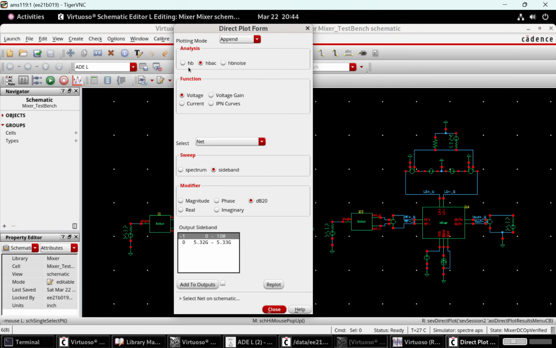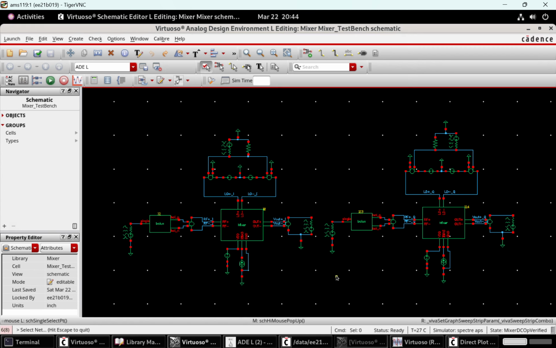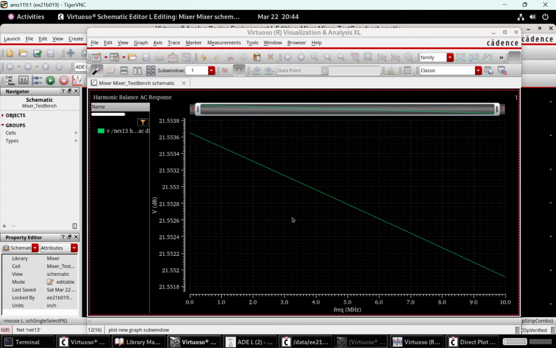And to plot the output, go to HBAC, select voltage, sideband DB20, and then select the output net. So this is the conversion gain that meets our spec. And this is at FLO equal to 5.32 gigahertz. For other frequencies, you will have to change FLO under rerun. So this is the conversion gain.